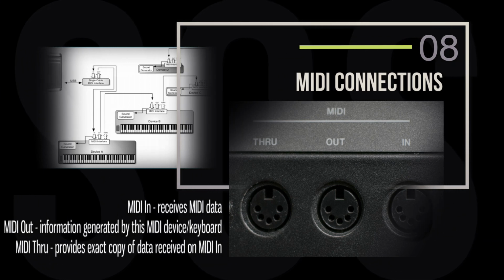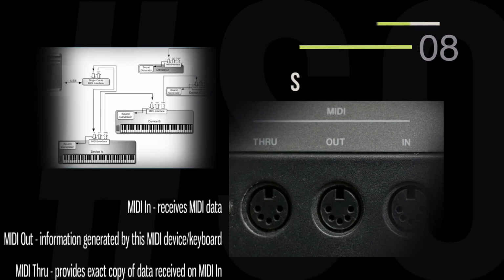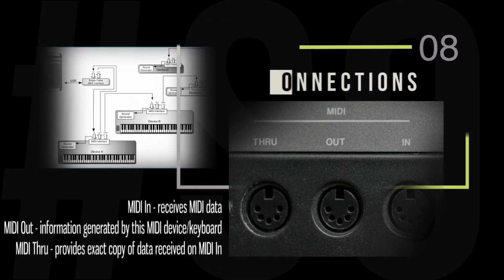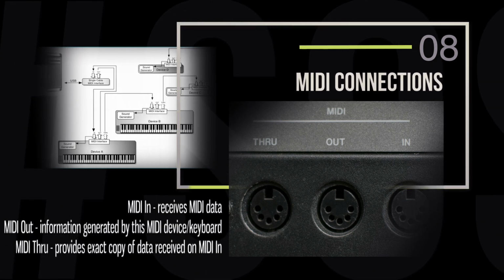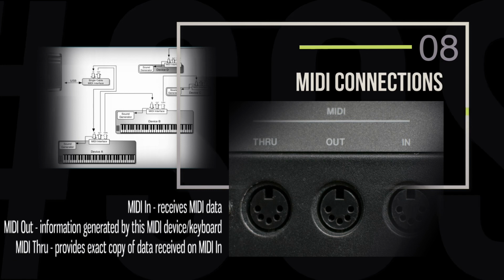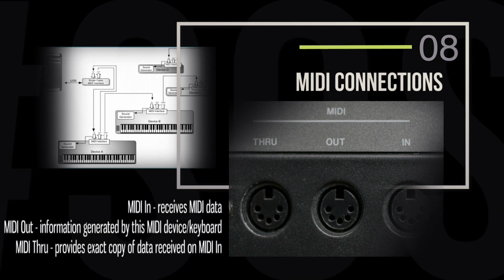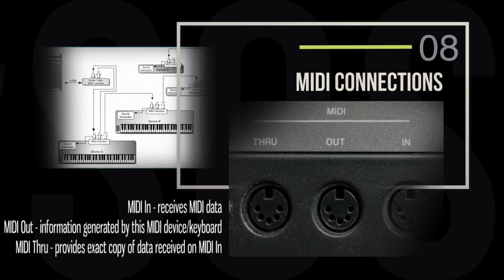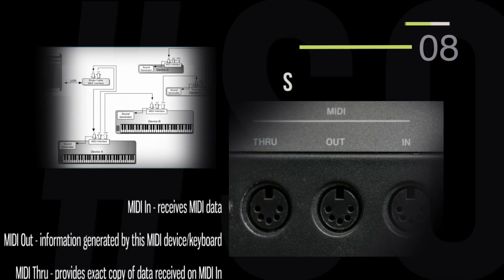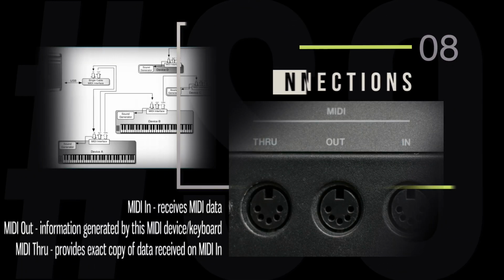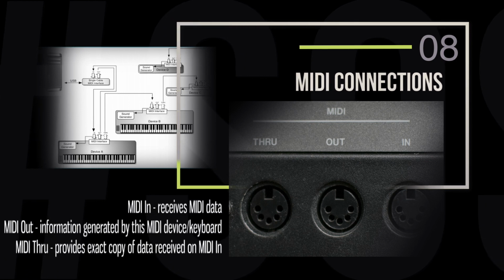MIDI through doesn't produce anything of new note. It just gives you a direct out, a direct copy of anything that goes in the in. It doesn't give you what goes out the out. It just gives you a copy of what goes in the in, back out, through the through. Passes it through. So MIDI through versus MIDI out, we'll just go a bit more detail on that one.